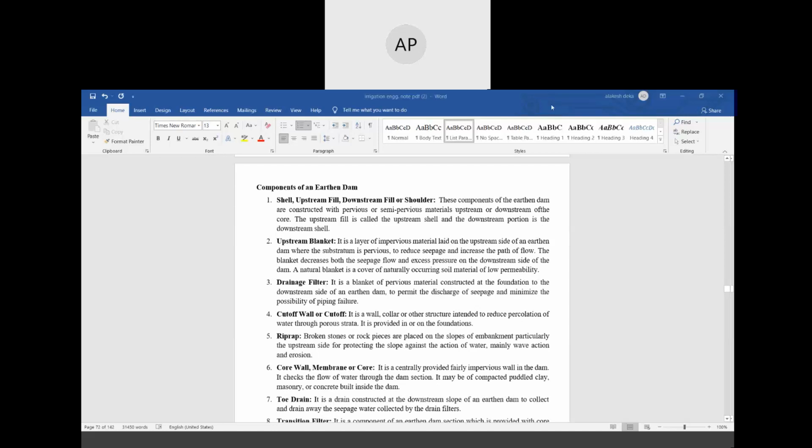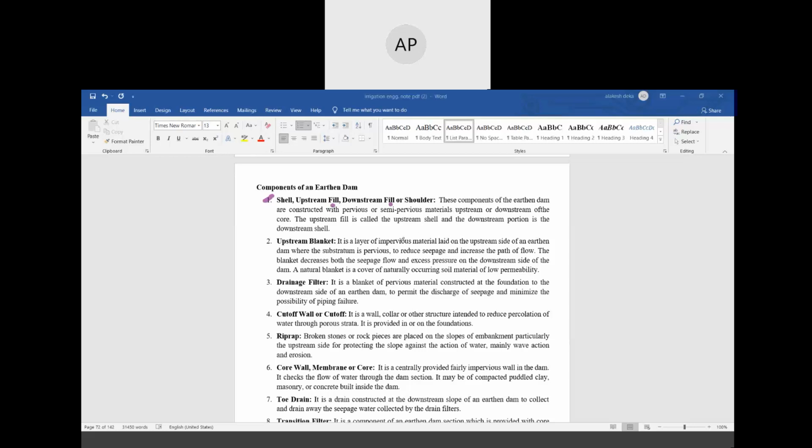Components. What are the components? Number one is shell, upstream fill, downstream fill, or it is called shoulder. These components of the earthen dams are constructed with pervious or semi-pervious material, upstream or downstream of the core. The upstream fill is called upstream shell, and the downstream portion is the downstream shell.